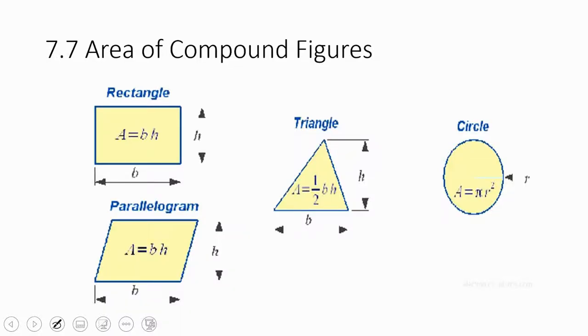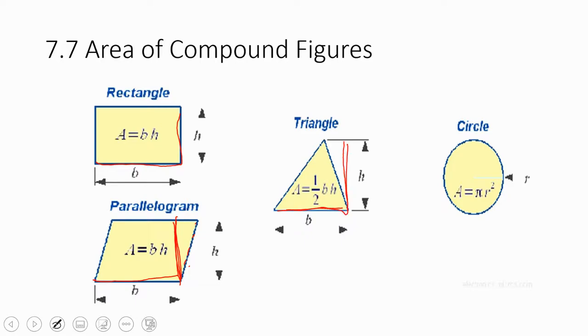Hey guys, we're going to do area of compound figures today. So we're going to use all the area formulas that we've learned so far. So we know the area of a rectangle is base times the height. The area of a parallelogram is, again, base times the height, the perpendicular height. Don't use this slanted line. The area of a triangle is 1/2 base times the height, perpendicular height.